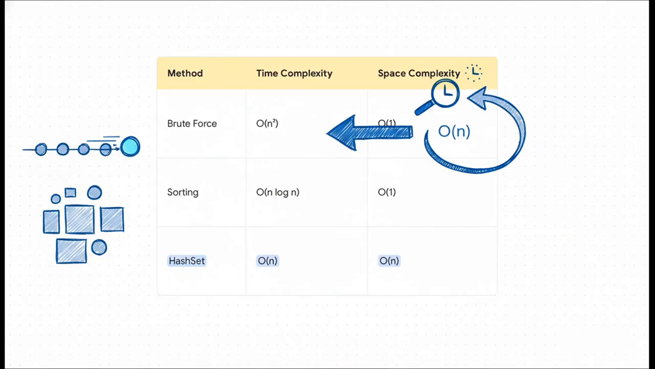And here's the final scorecard. The hash set solution gets us to O of n, or linear time. This is basically the holy grail for this problem. It means the time it takes to run grows in a straight line with the size of the list. We just have to look at each item once. Now, the price for this amazing speed is O of n space, because in the worst case, we might have to store every single number in our set. But that trade-off is almost always worth it.